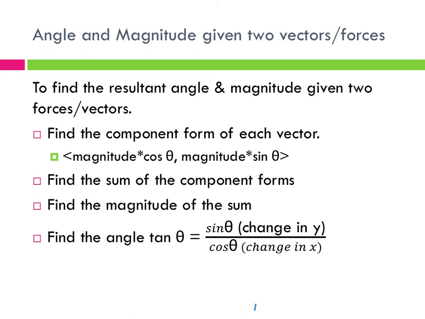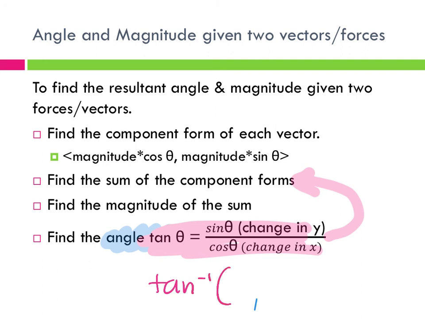What we haven't done is to find the angle of the sum. So the way you find the angle of the sum is to use inverse tangent. So I take tangent of theta equals the change in y from my new sum over the change in x from my new sum, and I inverse tangent it. So I'm going to do tan negative 1 of the change in y, sorry, because it's sine over cosine, over the change in x from my sum. So I gotta find the sum first, and then I gotta do this.